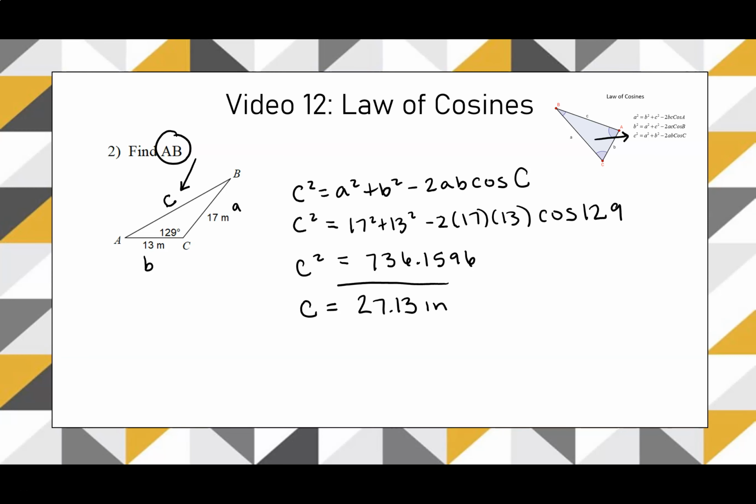And really, it makes a lot of sense to go back and say, does my answer make sense? Does that make sense for C to be roughly 27? Yeah, absolutely. If we got a more outrageous number, we'd have to stop and say, oh, shoot, I made a mistake somewhere.